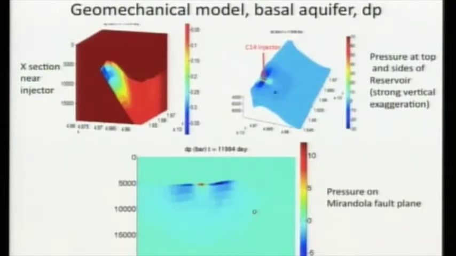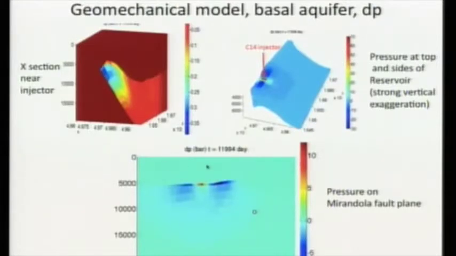The frame on the right shows the pressure in the reservoir with a lot of vertical exaggeration. So we're looking at a three-dimensional model. The important thing here is that this red spot is at the location in the anticline of the Cavoni 14 injector. Okay? And the scale here goes from 70 bars of excess pressure to 30 bars at the lowest, of depletion, pressure reduction due to the production.